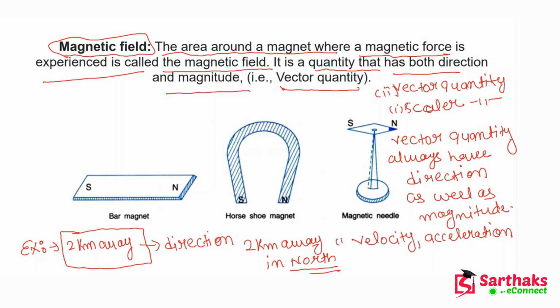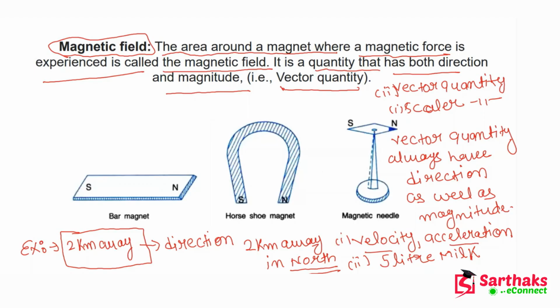But there are some scalar quantities also, where you do not need to give information about direction, like 5 liters of milk. You will not say give me 5 liters of milk in the north direction, because you do not need any direction here. So 5 liters of milk is a scalar quantity, but velocity and acceleration are vector quantities.